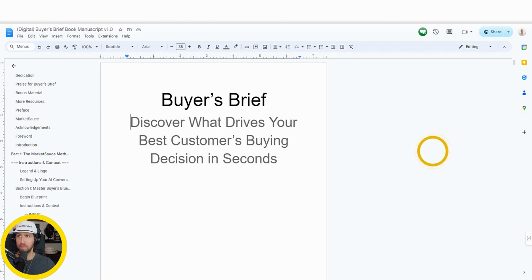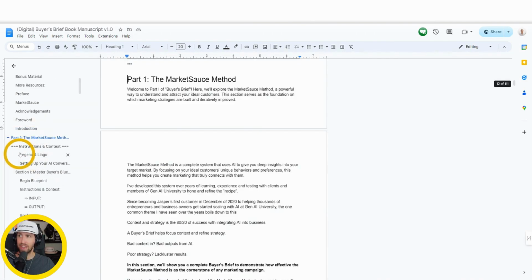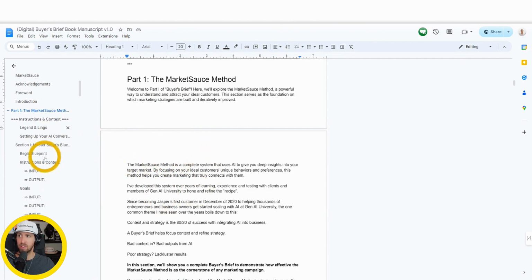our Buyer's Brief book. And I'm using the Google Doc version of this right now because it's very easy to copy and paste the instructions and the prompts. But I'm going to show you now point blank how you go about doing this and running this recipe in the first place. So part 1 of the book, if you've got the book, you will know that you've got the whole examples of the inputs and the outputs. And so we're not going to be using inputs, outputs.